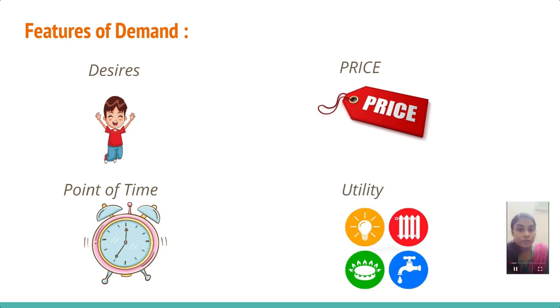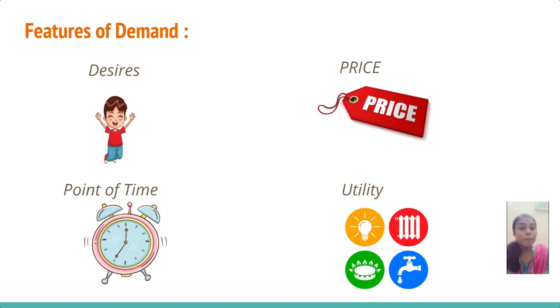Okay, let us look into the features of the demand. The first feature is the desire. Desire is the driving force of the demand. So, the magnitude of the demand can be calculated by the amount of commodity for which the customer is willing to pay. The next is price. Everything has its price, so does demand. If a commodity has no price, then it has no value or no meaning.